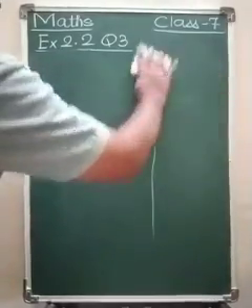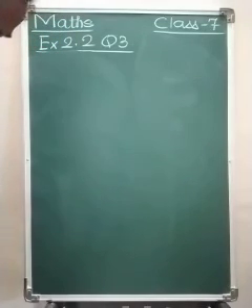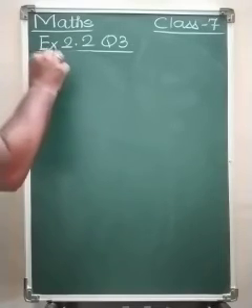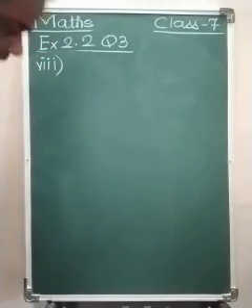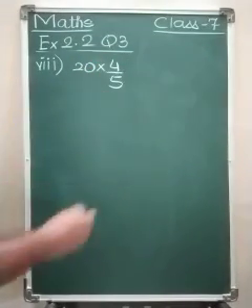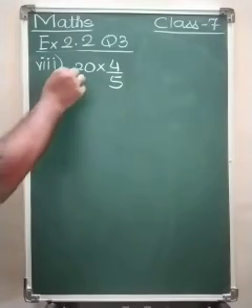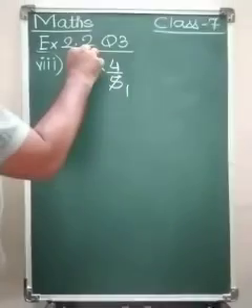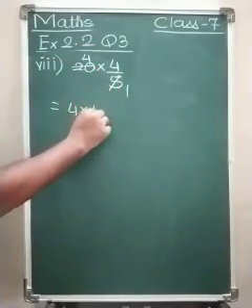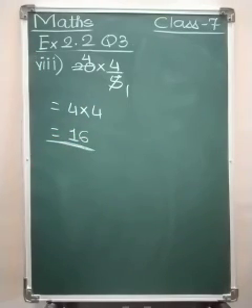We will solve now the 8th sum. 20 multiplied by 4 upon 5. Now here we can reduce it. How are we going to do it? 5 ones are 5, 5 fours are 20. So here we are left with 4 multiplied by 4. So we get the answer as 16 and the sum is completed.